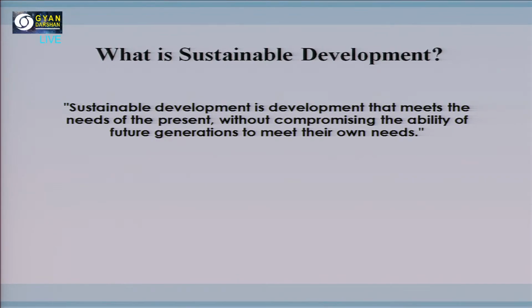Sustainable development is the development that meets the needs of the present without compromising the ability of the future generation to meet their own needs. So whatever developmental activities we are doing today, we must see that they do not hamper the well-being of the future generation. I am giving an example of why the United Nations agencies and the government are more concerned about sustainable development and the environment.